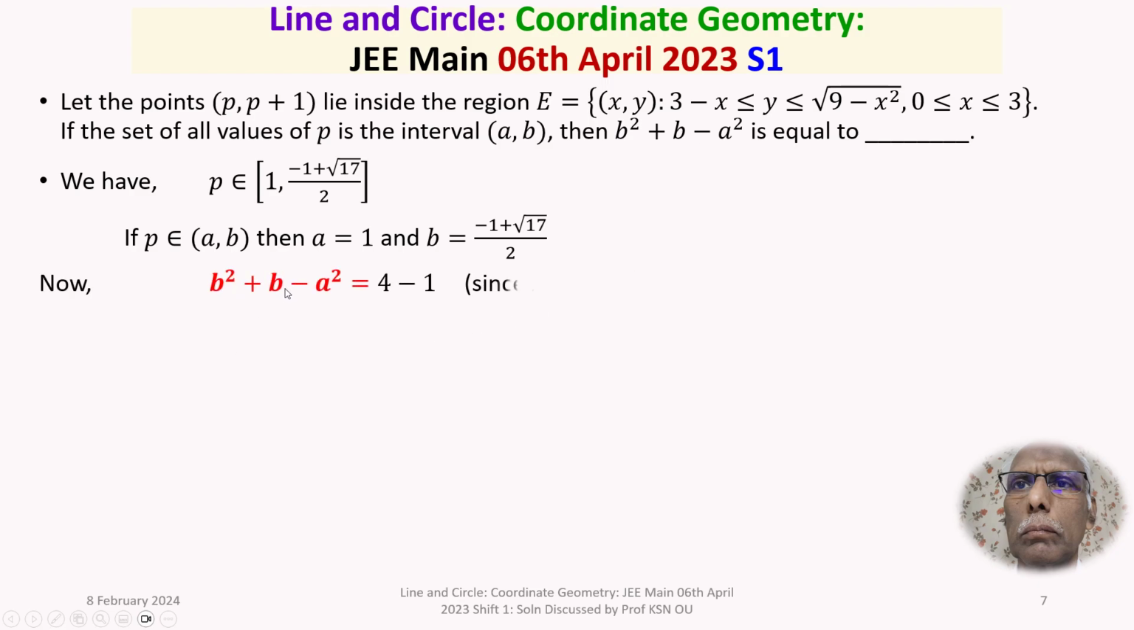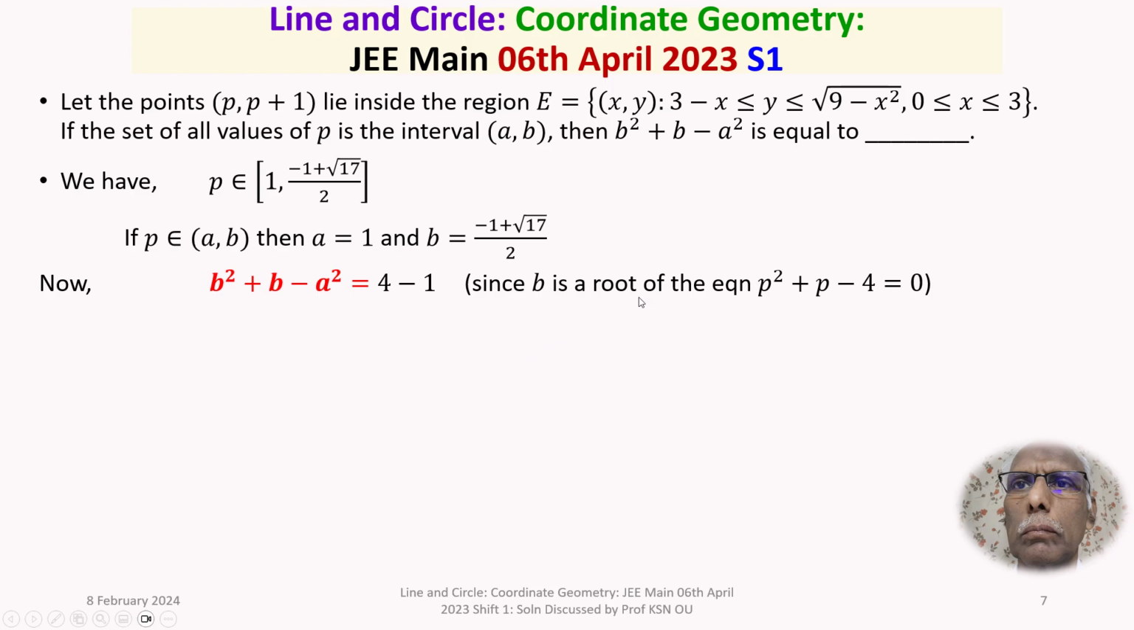Now b square plus b minus a square is equal to b square plus b, which is 4. How do you know? We know because b means beta. Beta is a root of p square plus p minus 4. When b is a root of this one, then b square plus b minus 4 is equal to 0. B square plus b is equal to 4. That is 4. Minus a square, a is equal to 1, so 1 square. 4 minus 1 is equal to 3.